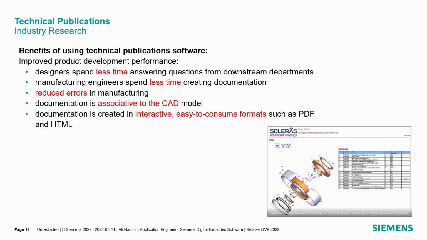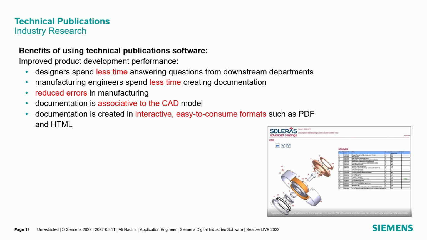As we saw in the demo, technical publication has a beneficial impact both internally for manufacturing companies, helping them improve their product development and manufacturing performance, and externally, helping their customers to maintain their products correctly. This results in lower warranty costs and higher customer satisfaction.